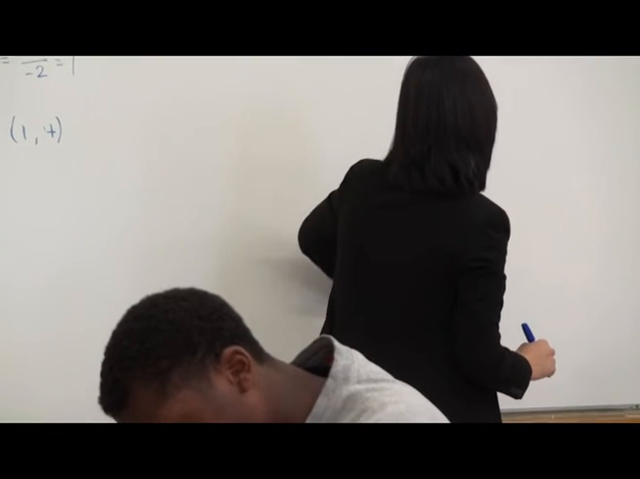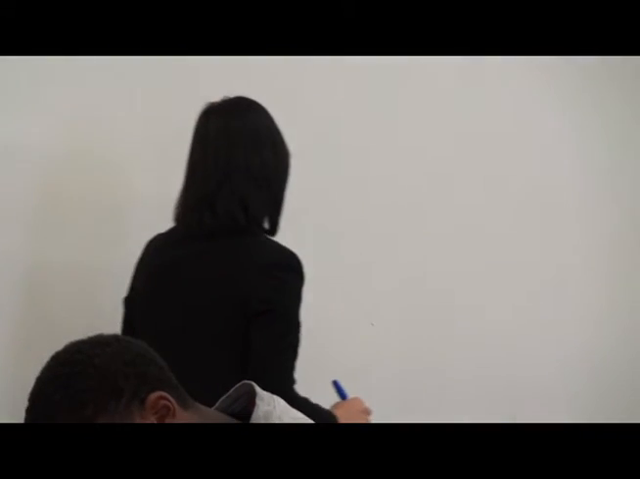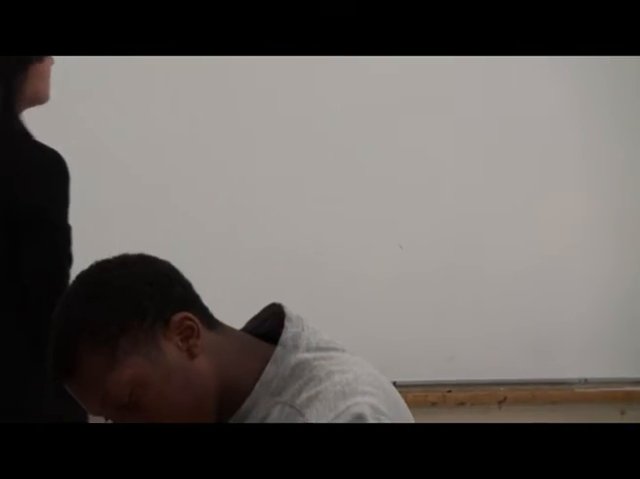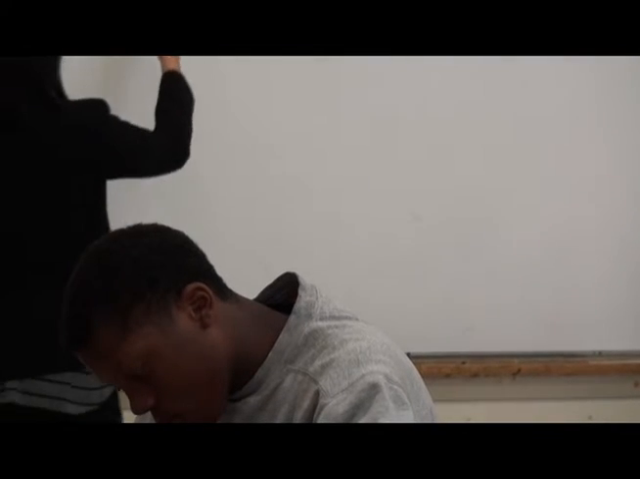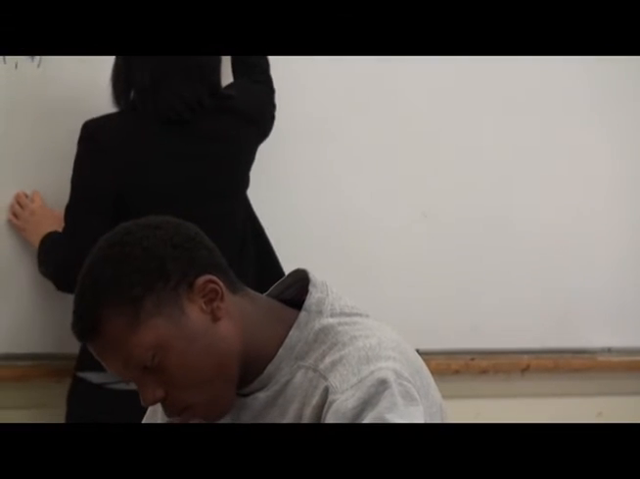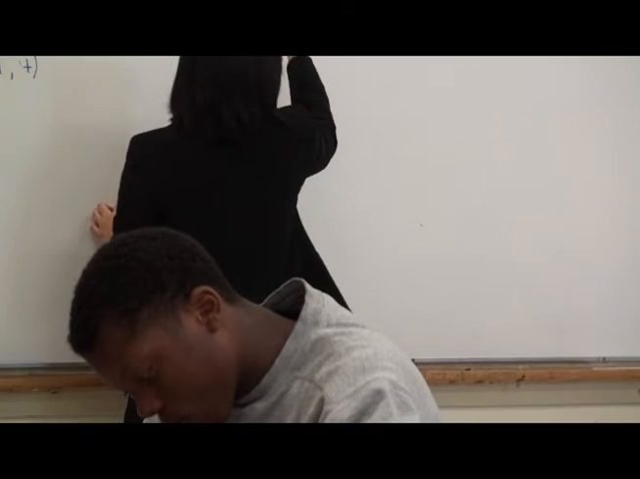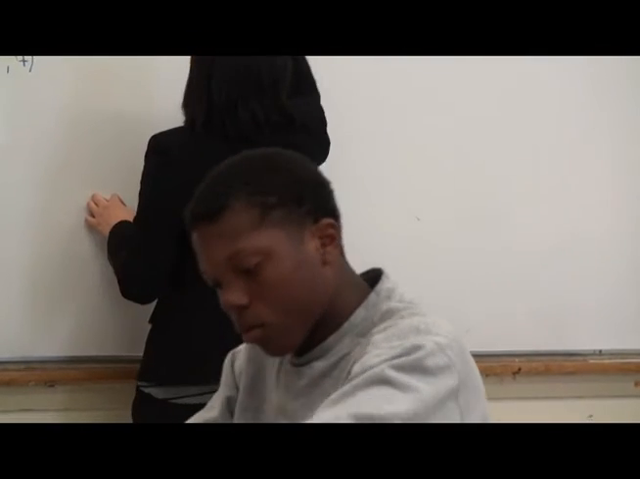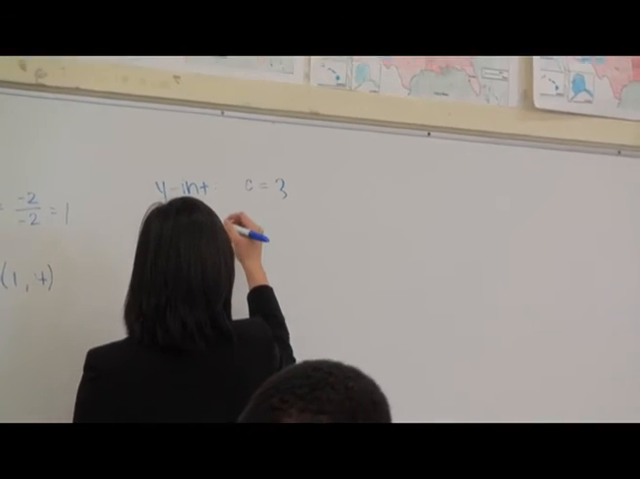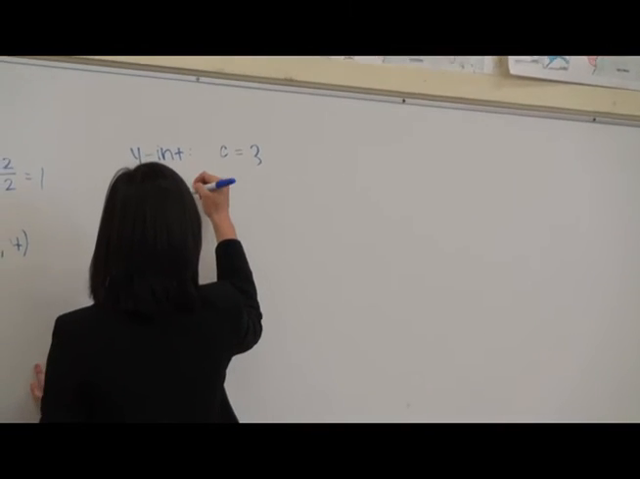And what's the last thing we need to find before we graph? We have the vertex and we have the line of symmetry. The y-intercept. How do we find the y-intercept? It's the C value. So our c value is 3, so the point where it hits the y-axis is going to be 0, 3.